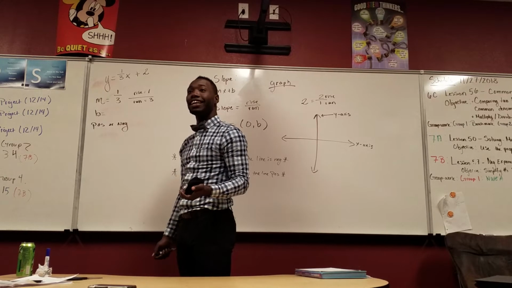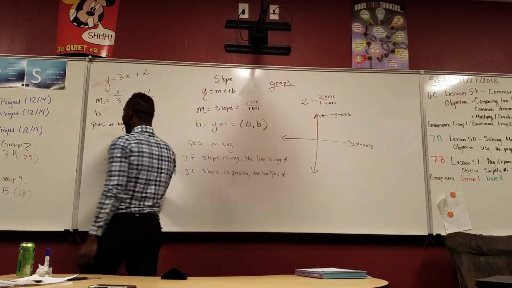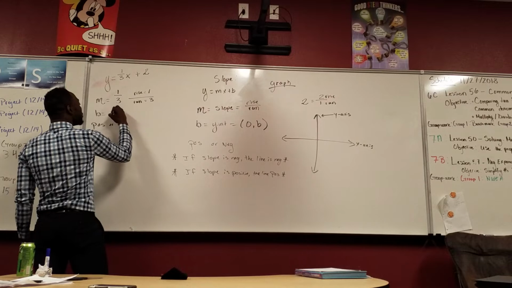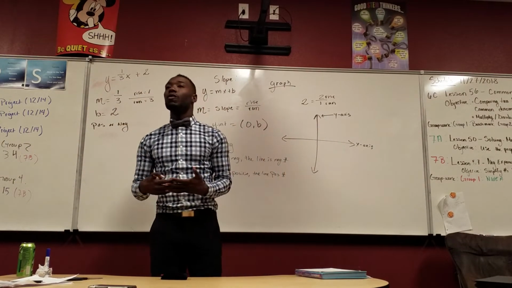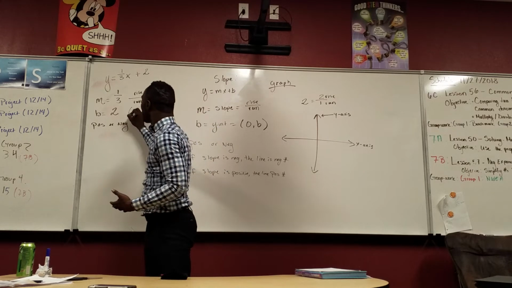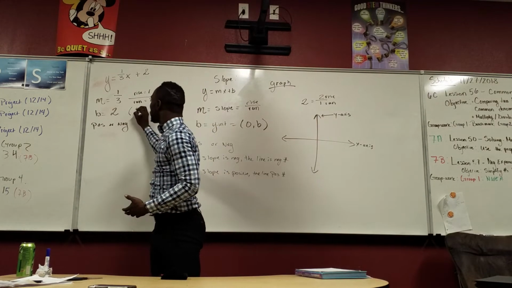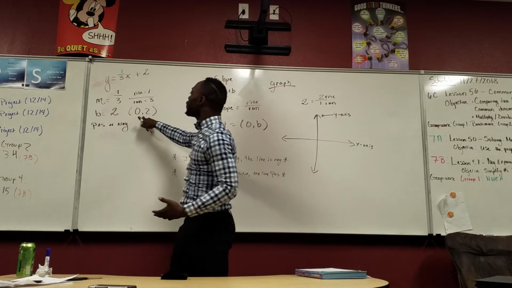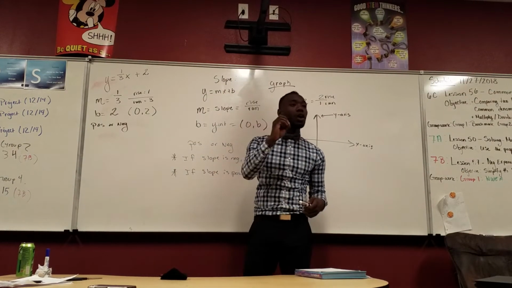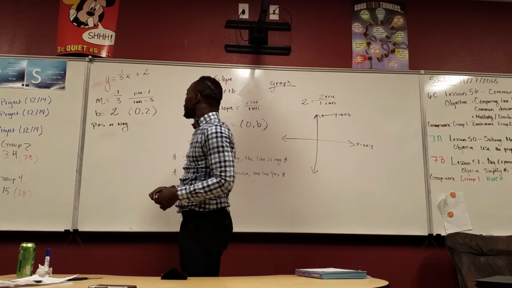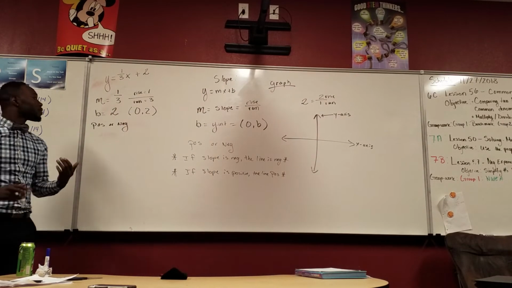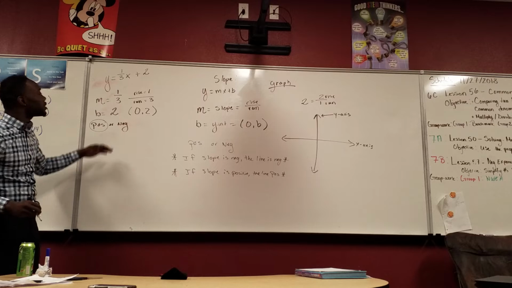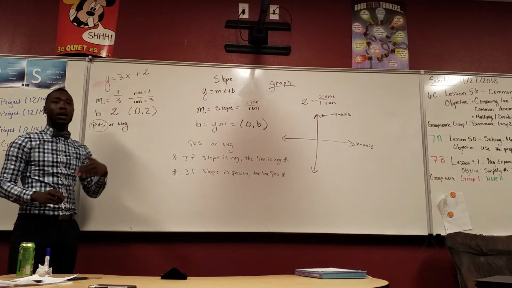Now, you back there, what's the b? 2. The b is 2. And if our b is 2, what is the coordinate point for the y-intercept? It's what? (0, 2). That's our first point on the graph. (0, 2). And now, is this line positive or negative? Positive. It is positive because our slope is positive.